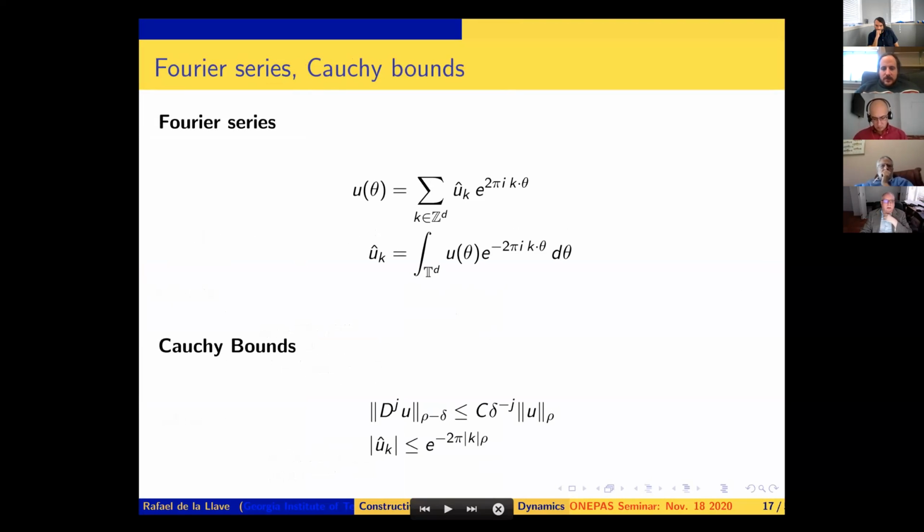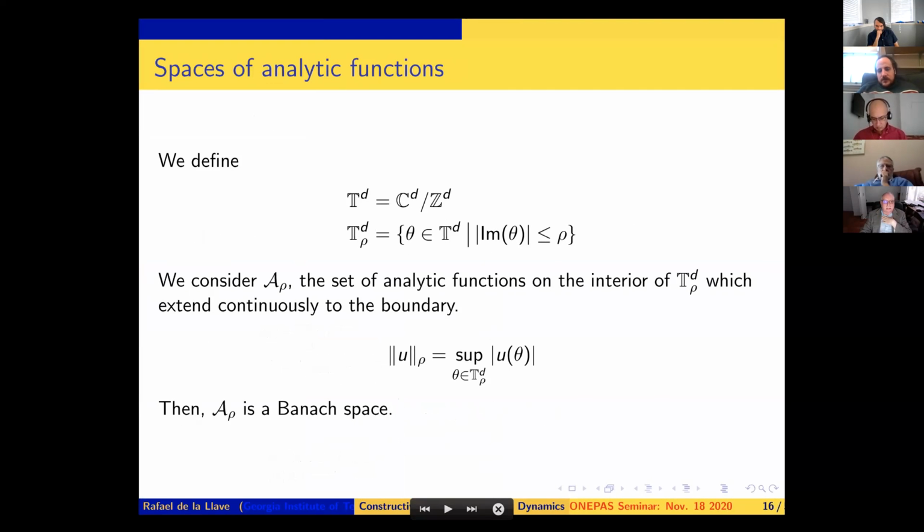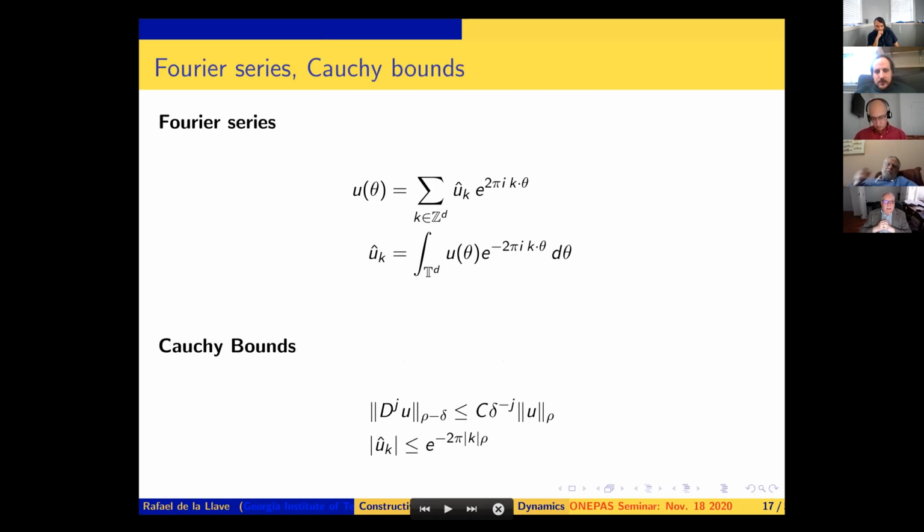So this is one of the things that I want to discuss: the spaces of analytic functions. These are analytic functions in a domain, functions that have some periodic behavior but then extend a little bit into the complex. The intuition is that the larger the rho is, the more they extend in the complex, the more regular they are. This is related to Fourier series and so on.